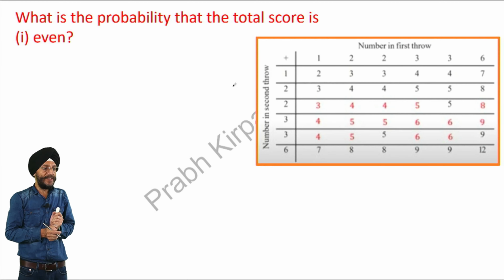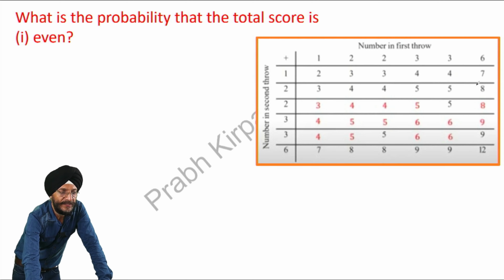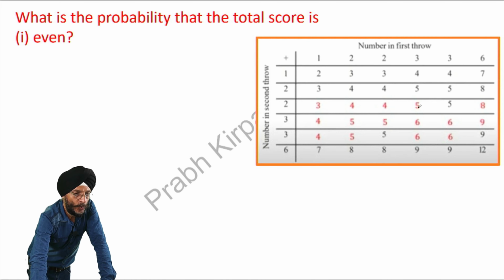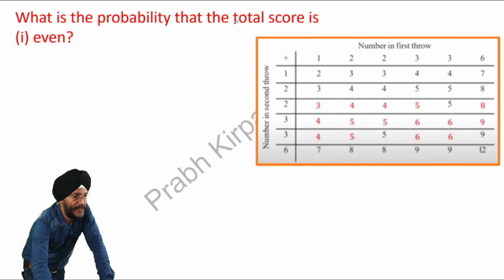What is the probability that the total score is even? We have now completed this table and shown it in full form. What is the probability that the total score is even? Now, first of all, we must understand what is the meaning of even.